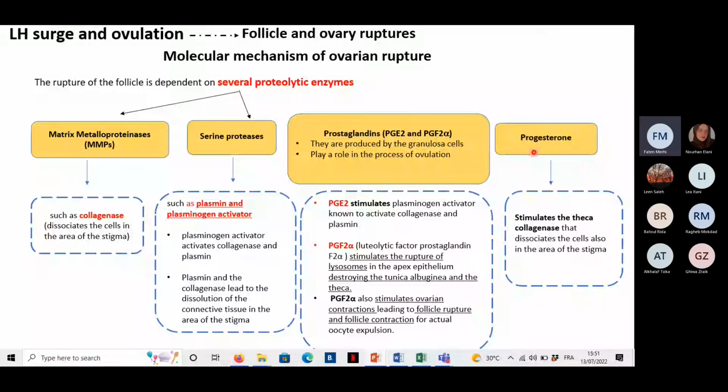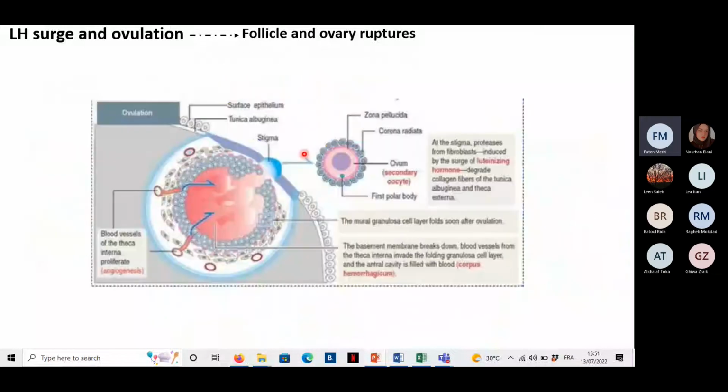The progesterone stimulates the production of collagenase by the theca cells, and this will lead to the dissociation of the extracellular matrix at the level of the stigma. Okay, so from this point, at the level of the stigma, the oocyte will exit the ovary into the fallopian tubes.